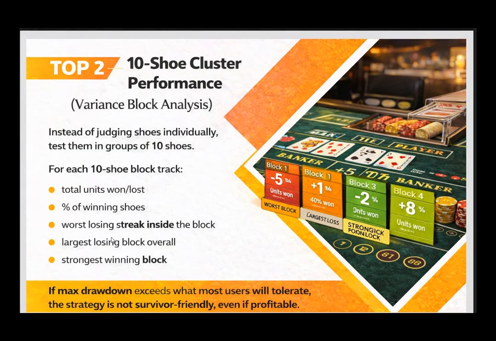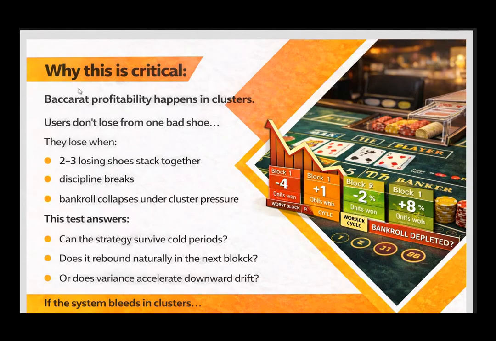So with that said, look at things in terms of a block. You want to look at individual shoes, yes, but you want to look at shoes in terms of blocks, because variance, I think, comes in the next shoe. Why this is critical: baccarat profitability happens in clusters. Users don't lose from one bad shoe. They lose when 2 or 3 shoes stack together. Discipline breaks, and the bankroll collapses under cluster pressure.